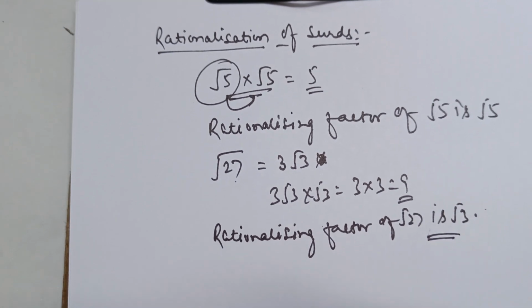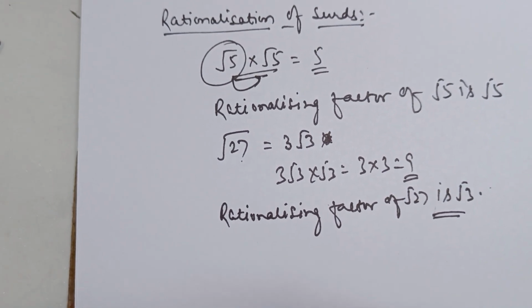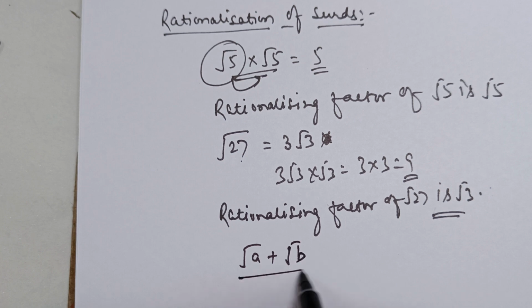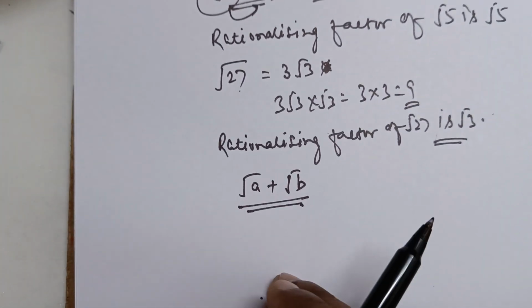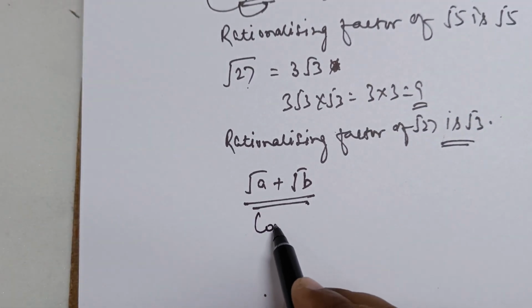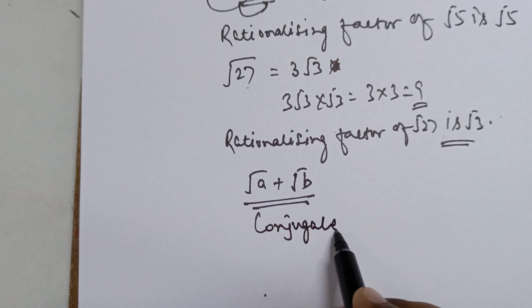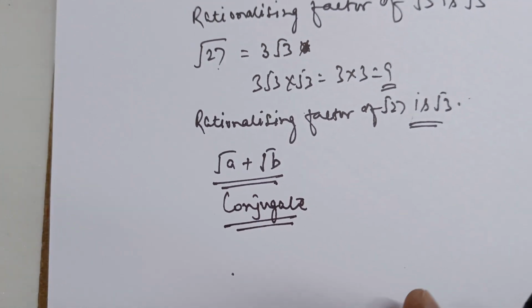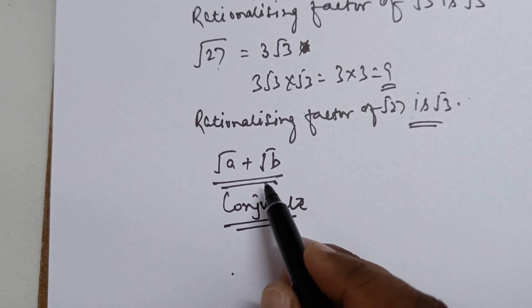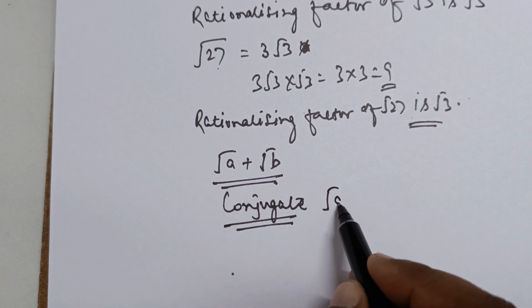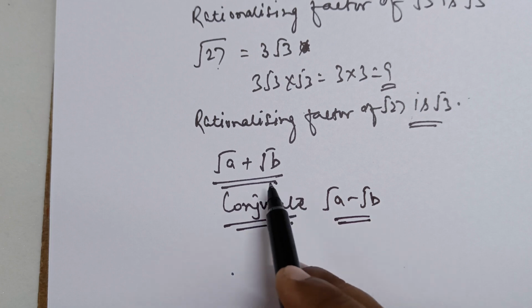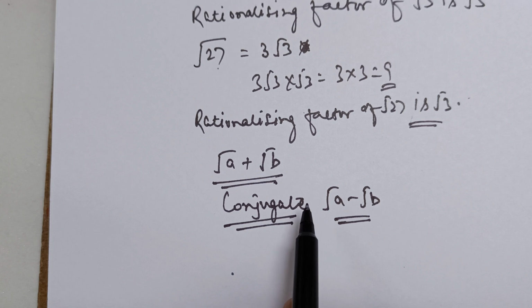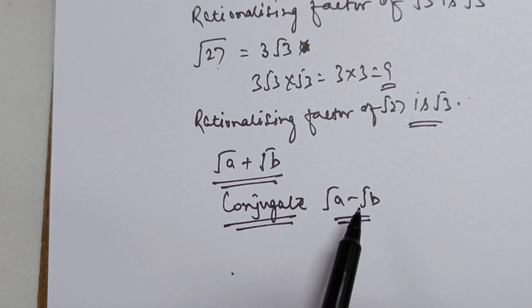So these were the simple ones. Suppose we have a surd in the form of square root of a plus square root of b. Then in this case we have to multiply it by its conjugate. A new term comes here, conjugate. What is conjugate? Conjugate means to change the sign between these two terms. Root a minus root b is the conjugate of root a plus root b. So the conjugate differs only by the sign in between them.